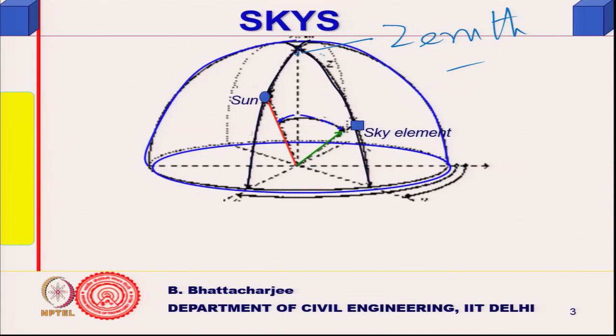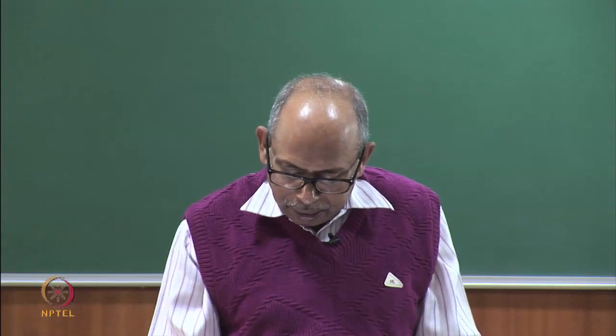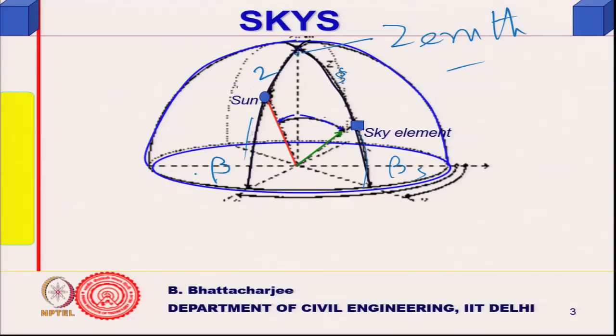So, this angle I call Z, and the angle the sky element makes I am calling ZS. This I will come to later on. And this is beta S, that is how I am defining beta S for the sky element. And this is our normal Z, the zenith angle of the sun, that is what we have used so far. I did not want to put a subscript here. And this is beta, the altitude angle of the sun, that is what we have used so far.